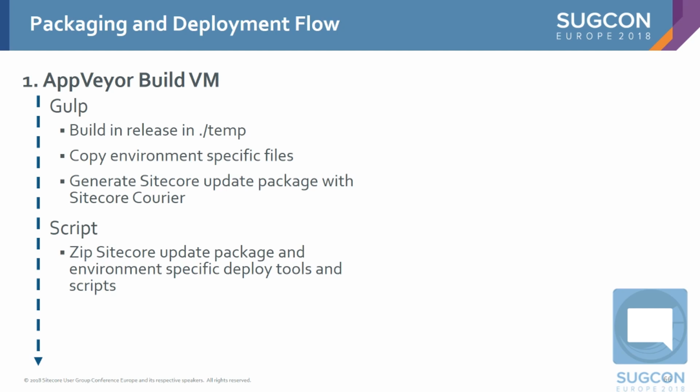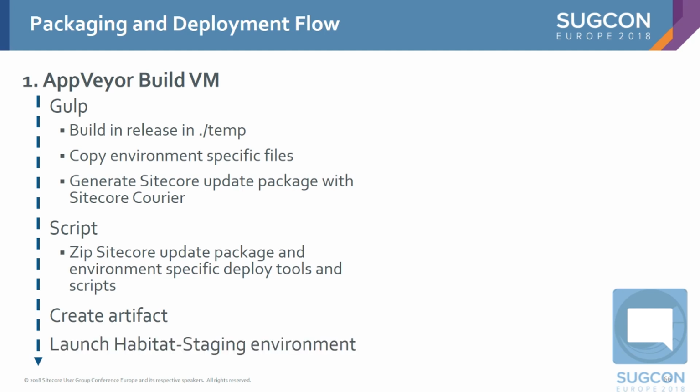Then in a script phase, after build, I would zip all the update package, a PowerShell script, and 2 ASPX files as tools for my build, and all of that will be my artifact. So this will be zipped together, put in the artifact, and I launch the Habitat staging environment for my deployment. Then my artifact is sent to the AppVeyor agent that's running on my computer right now.